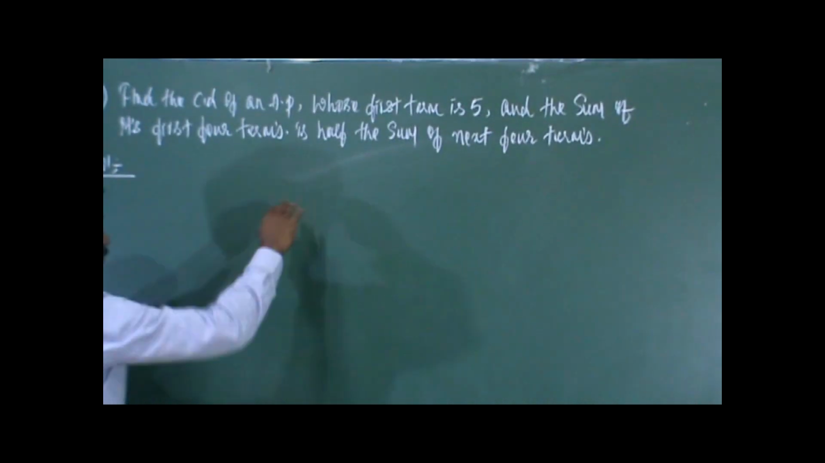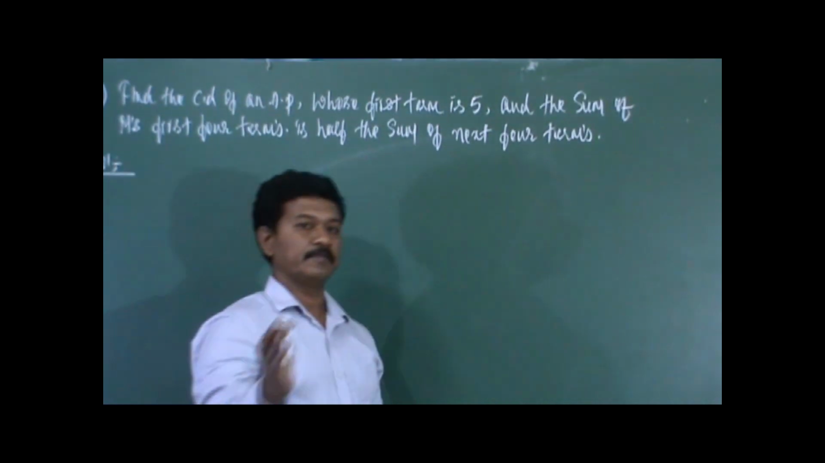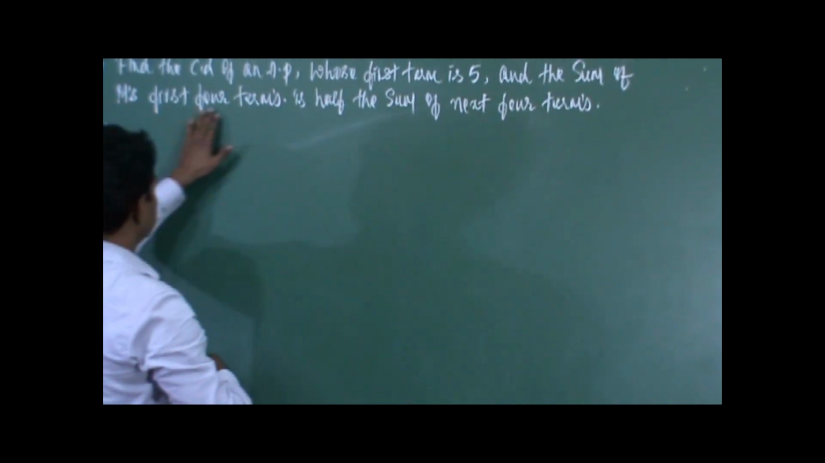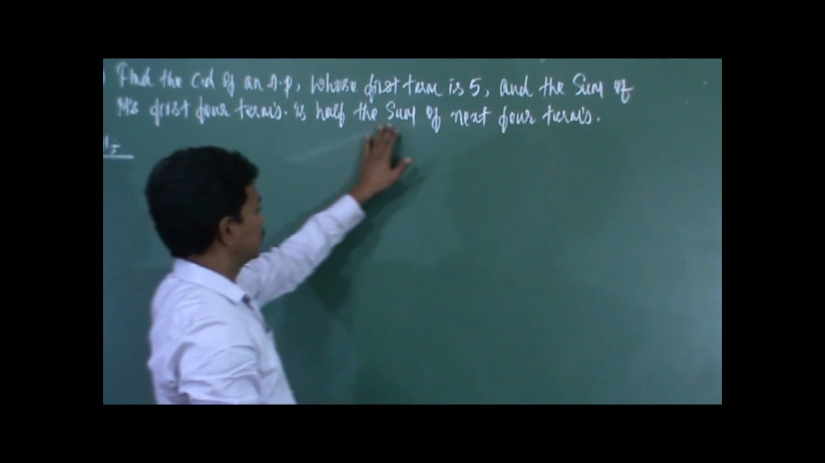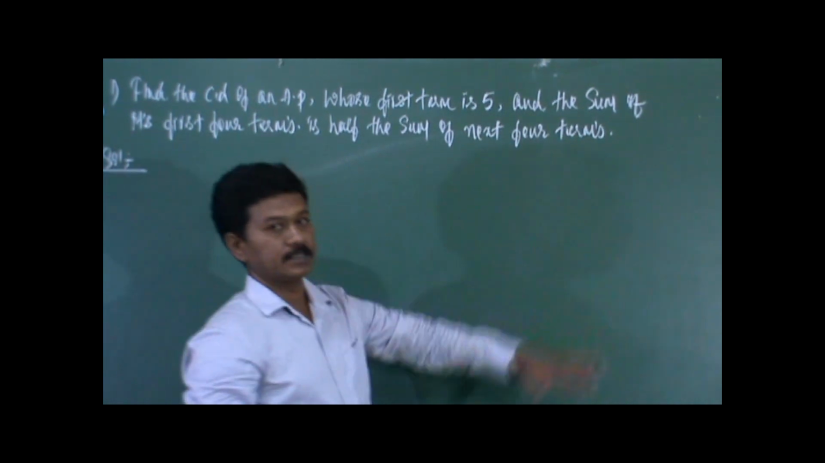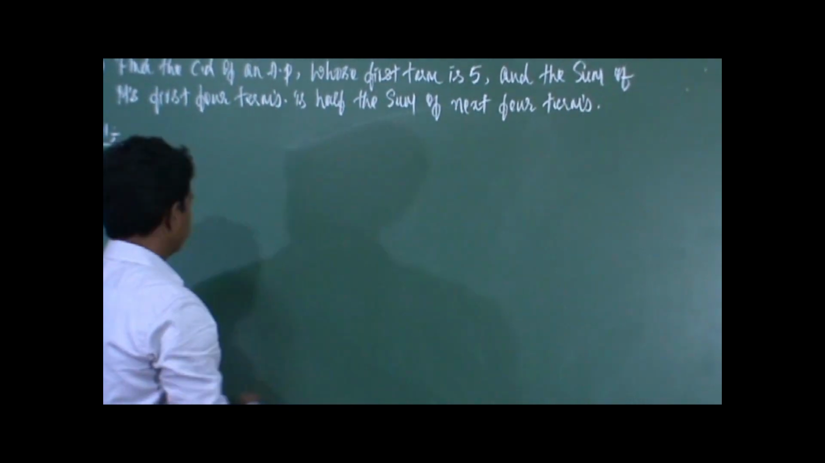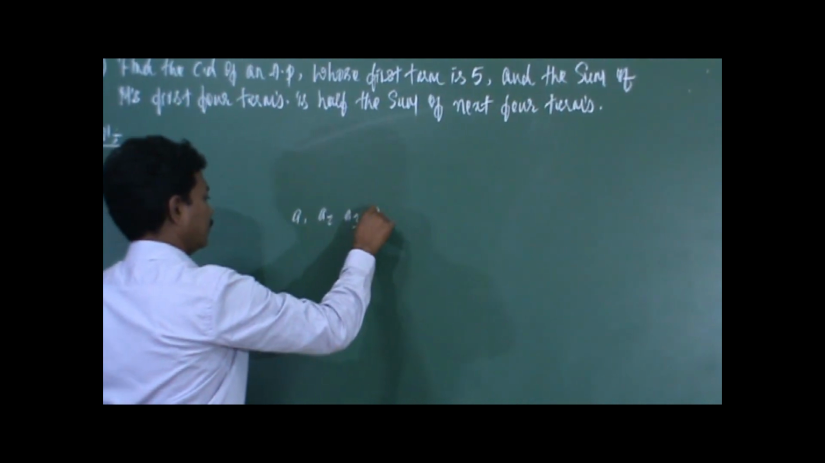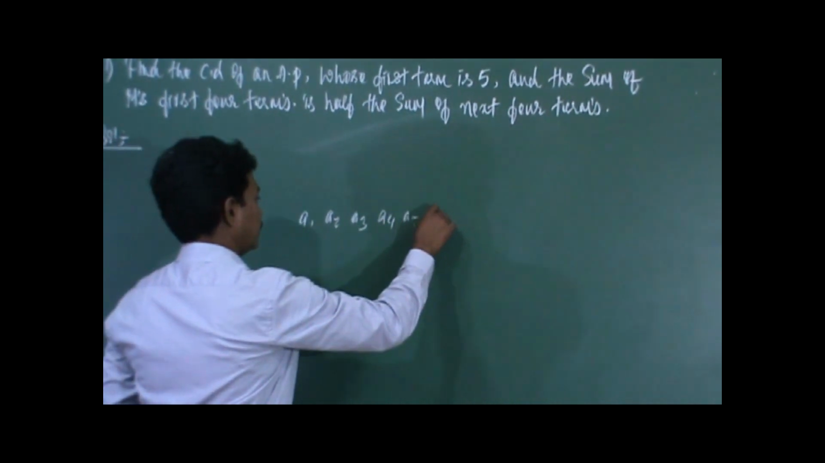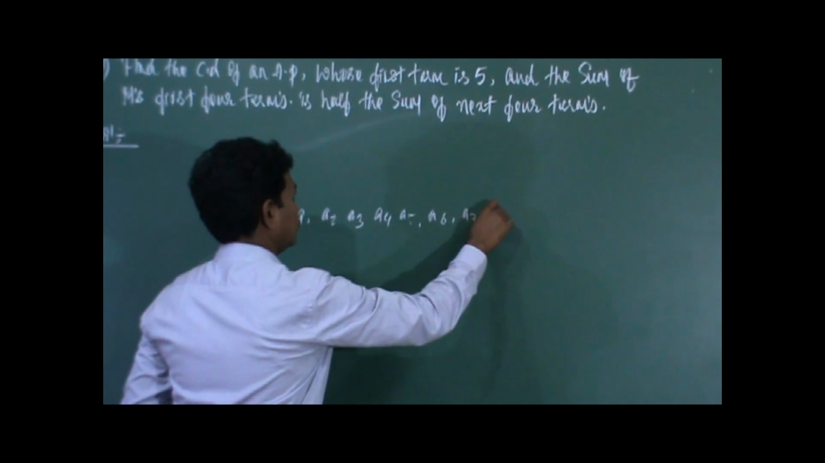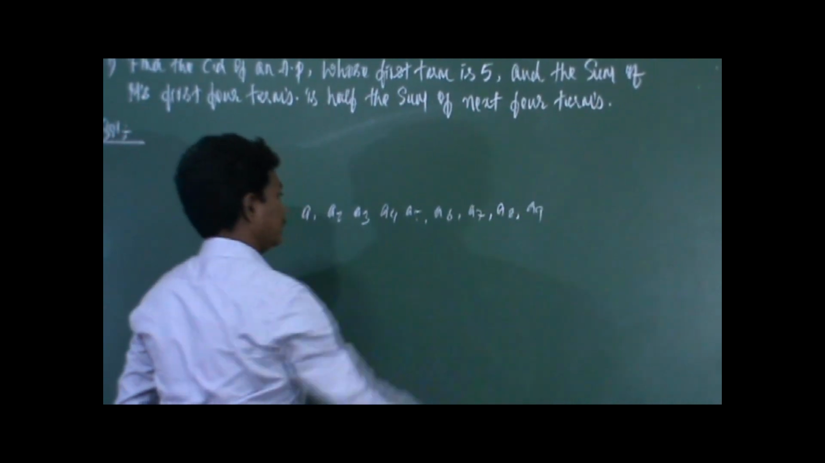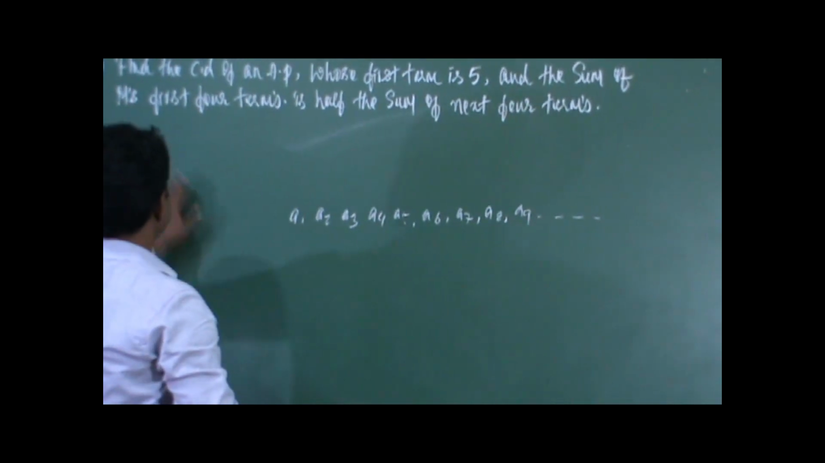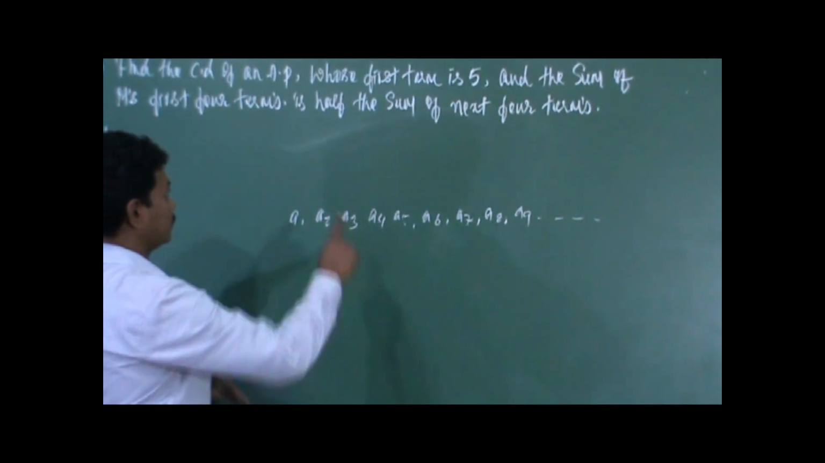So in that AP the first term is 5, that is the value of A is 5. And the sum of the first 4 terms is half the sum of the next 4 terms. This is the given condition. For example, if you take A1, A2, A3, A4, A5, A6, A7, A8, A9, these are the first 9 terms, for example, that I have taken. So find the common difference of the AP whose first term is 5.